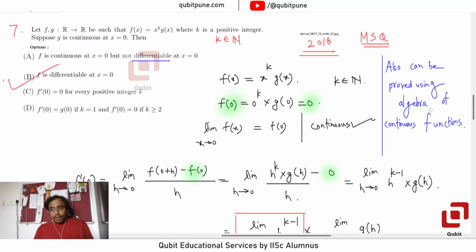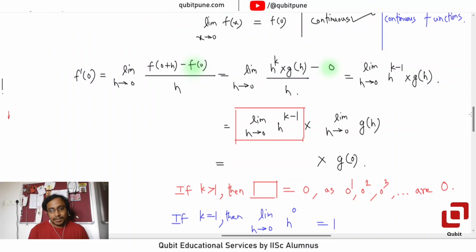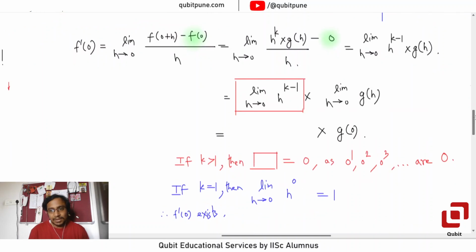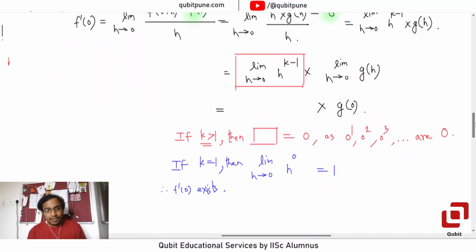Now can option C be right? Let's think about it. F dash of 0 is 0 for every positive integer k? No, it will be equal to 0 for k greater than 1, but not for k equal to 1. So it would be true only for integers greater than 1. Okay, let's come to D. F dash of 0 is equal to g of 0 if k is equal to 1. That's true. And f dash of 0 is 0 if k is greater than or equal to 2. That's true. Why? Again, we have to split that.